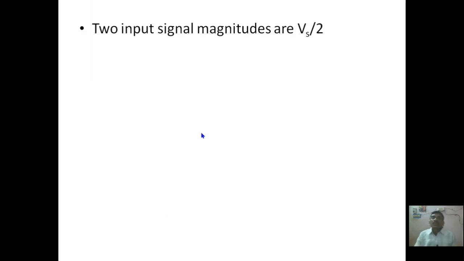The two input signal magnitudes in a differential amplifier are Vs by 2 and Vs by 2. Initially it is Vs only, so we have divided it into Vs by 2 and Vs by 2. Then the differential voltage Vd is equal to V1 minus V2. V1 is Vs by 2 and V2 is minus Vs by 2 because it is operating in the differential mode, so minus of minus becomes plus. Vs by 2 plus Vs by 2 is Vs.